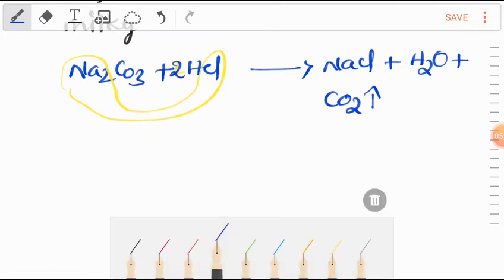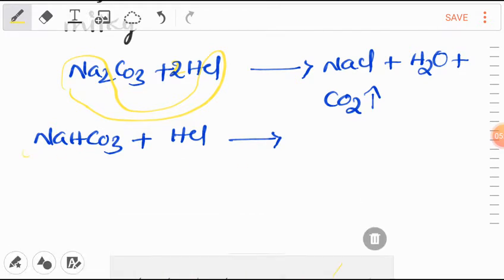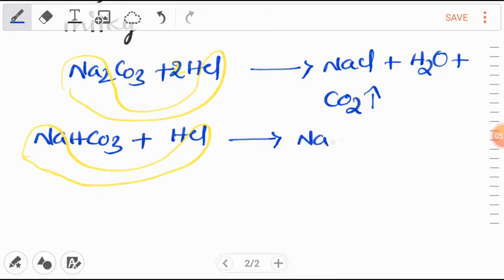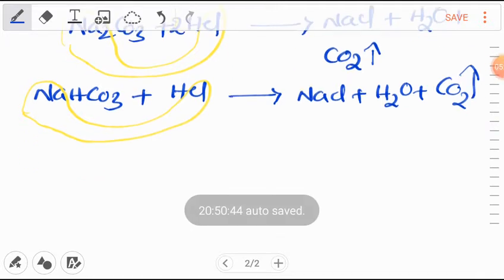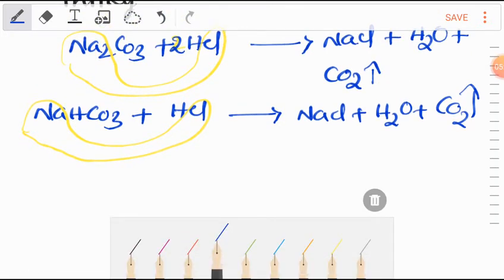And you can take bicarbonates also, for example NaHCO3 plus HCl. Okay, now here also it is reacting with Cl. So now NaCl plus H2O plus CO2 gas is released. So CO2 gas is released. This is the reaction. And what conclusion can you make? Whenever carbonates and bicarbonates react with acids, they release carbon dioxide.